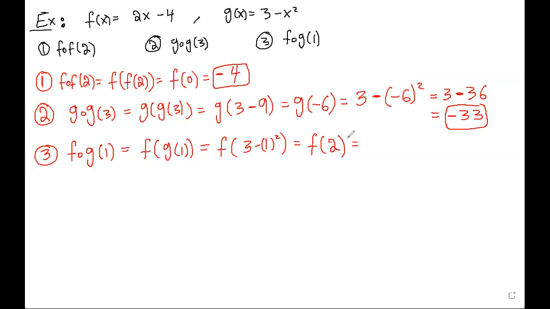You plug the 2 inside the function. Yeah, and then it becomes 2 times 2 minus 4, that gives me 4 minus 4, and that gives me 0. So the answer for f circle g is 0.